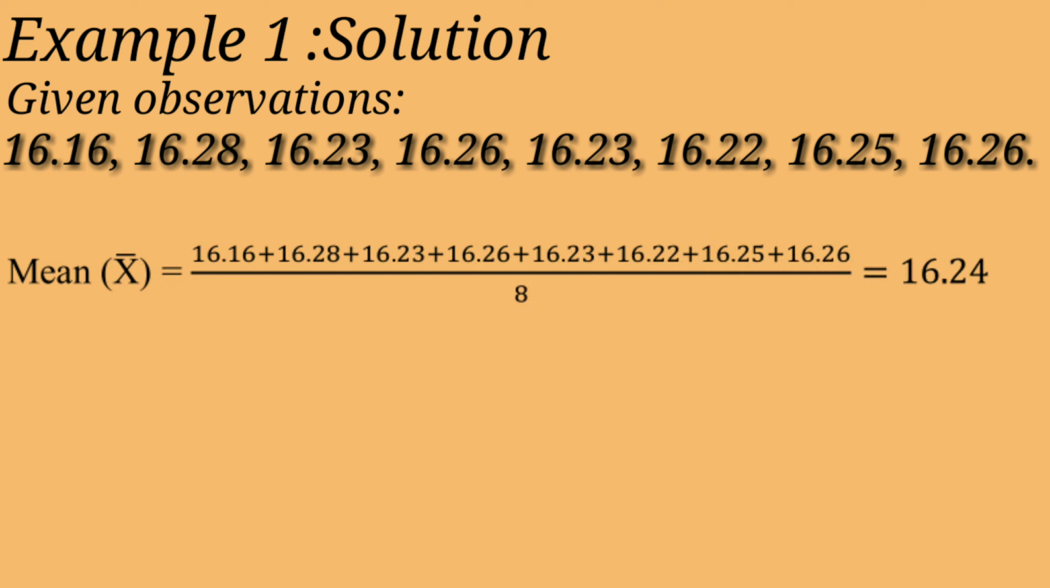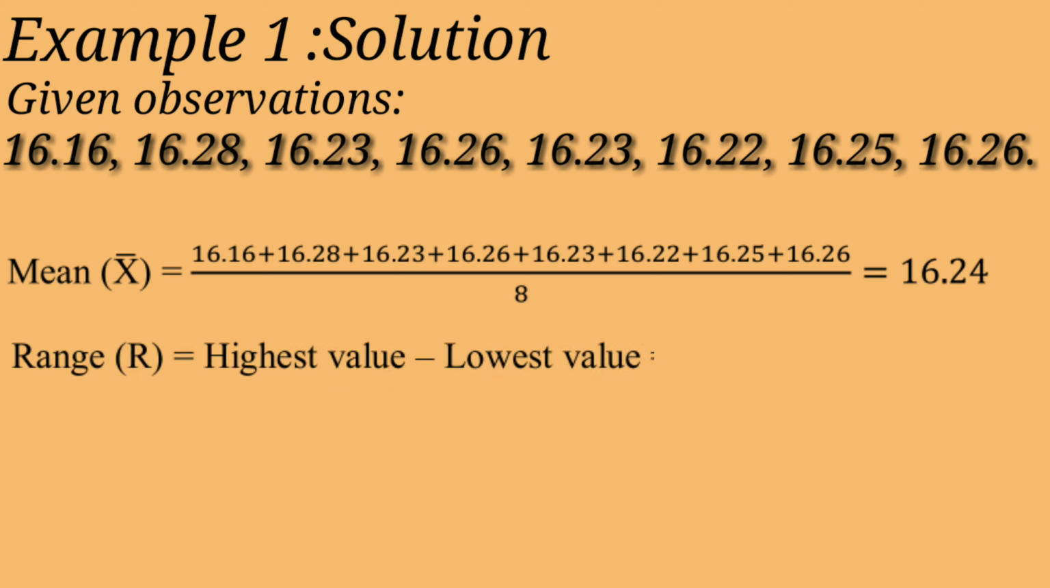Next we have to calculate the range of the given data, using the formula highest value minus lowest value. Here the highest value is 16.28 and the lowest value is 16.16. So the range comes to 0.12.